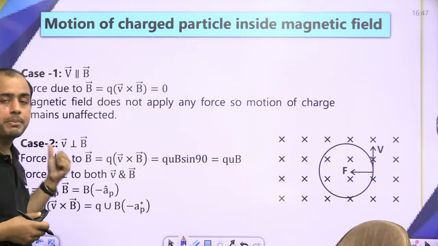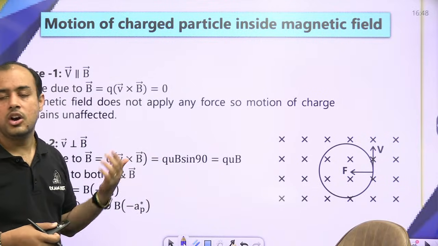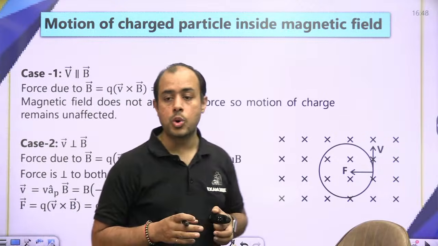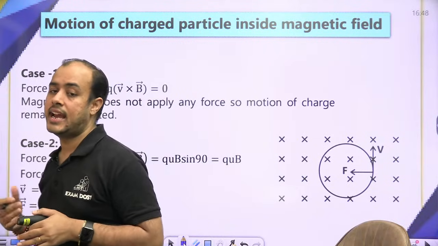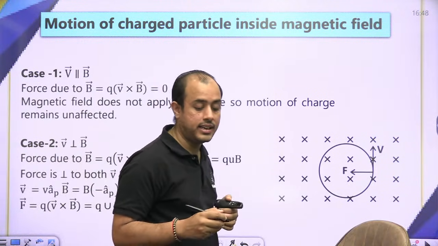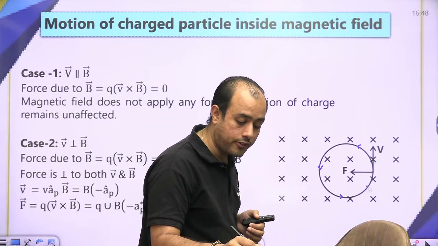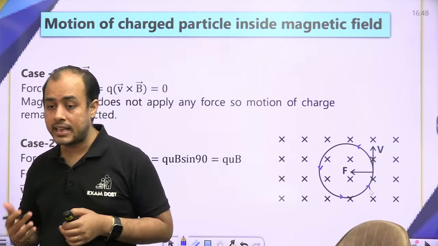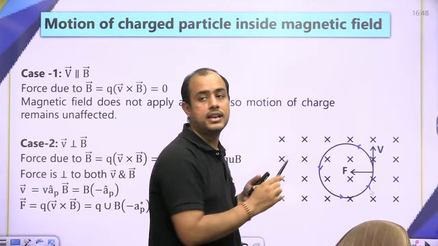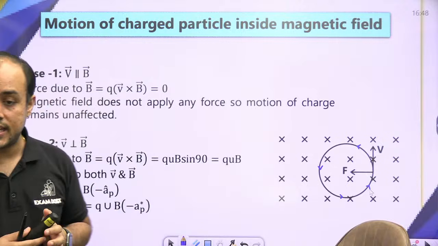If V is perpendicular to B, then the force QV cross B becomes QVB or QUB, where U is the initial velocity. Now this force will be perpendicular to velocity and magnetic field. Whenever force acts perpendicular to velocity, it only changes the direction of the motion, not the magnitude of velocity. Neither can it accelerate nor decelerate, it can only change the direction.